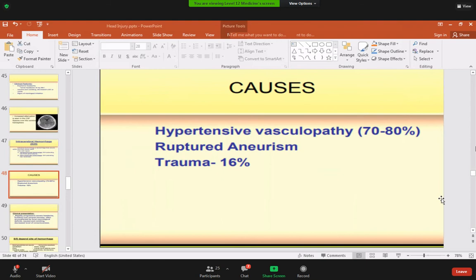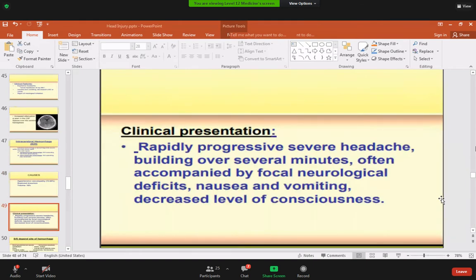You have read it in medicine also, the hypertensive vasculopathies or the problems in the elderly people. That is the major population that presents with hypertensive vasculopathy. But younger population usually present with traumatic intracerebral hemorrhages. Clinical presentation is that the patient presents with rapidly progressive severe headache, building over several minutes, often accompanied by a focal neurological deficit because the affected area of the brain will show the neurological signs. Nausea and vomiting, and may be associated with a decreased level of consciousness.